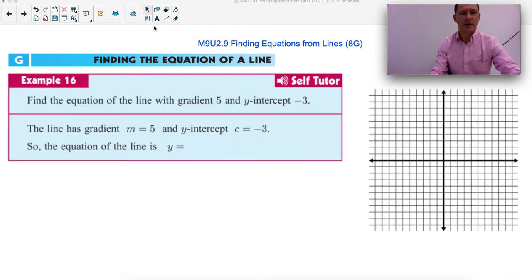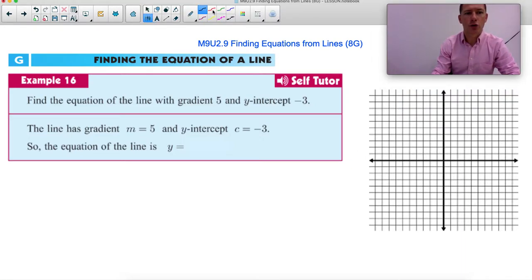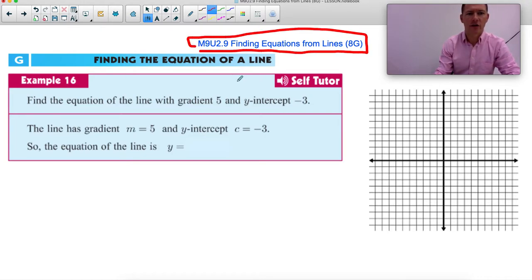Hey dudes, we're working on 2.9, finding equations of lines. It's out of HE from the text. Jot that at the top of your notes and we'll get rolling.